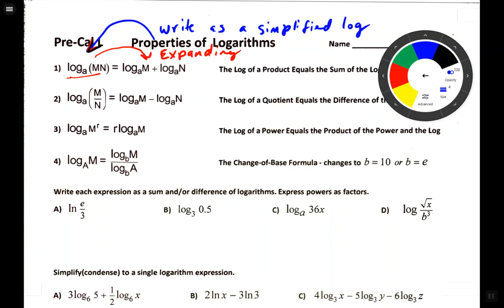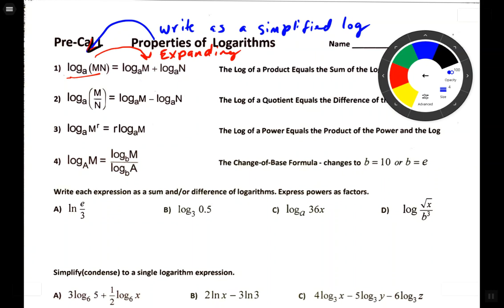I'm about to teach you the log properties, and what I'm telling you is you have to be able to go backwards and forwards. You need to know which way to go. If I ask you to expand a log, I'm saying take the left-hand side and use the rule to go from left to right, the left form to the right form. So what are you doing going left to right? Like solving?